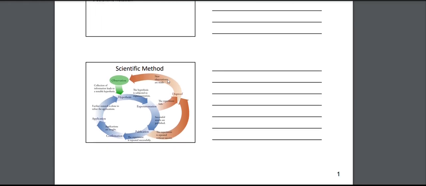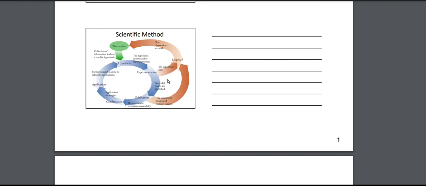Then we'll address significant figures and how we can use them when we do measurements, why significant figures are important, and also how we can use the rules of significant figures when it comes to mathematical operations. And then we'll finish off with scientific notation.